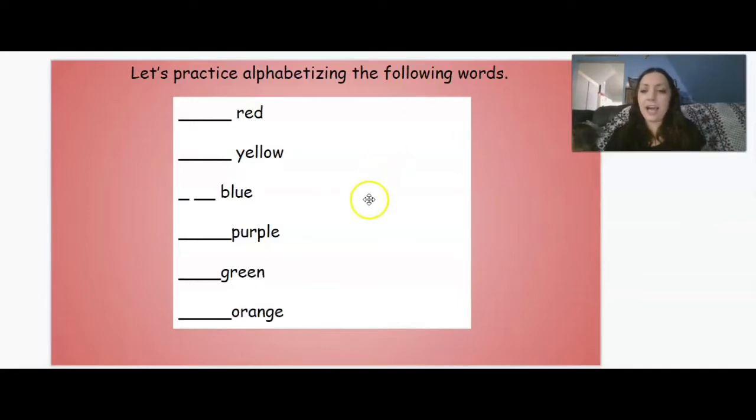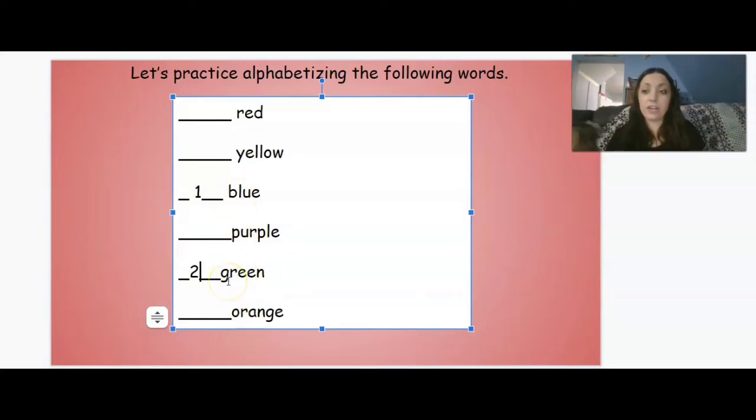So do we have any words that start with the letter A? No. How about B? Yes, we have this word right here, so I'm going to put a 1 by it. And what word is that? Blue. Very good. How about C? No. D? E? No. F? How about G? Yes, we have this word down here, and so I'm going to put a 2 by it. What word is that? Green. So we have blue and green.